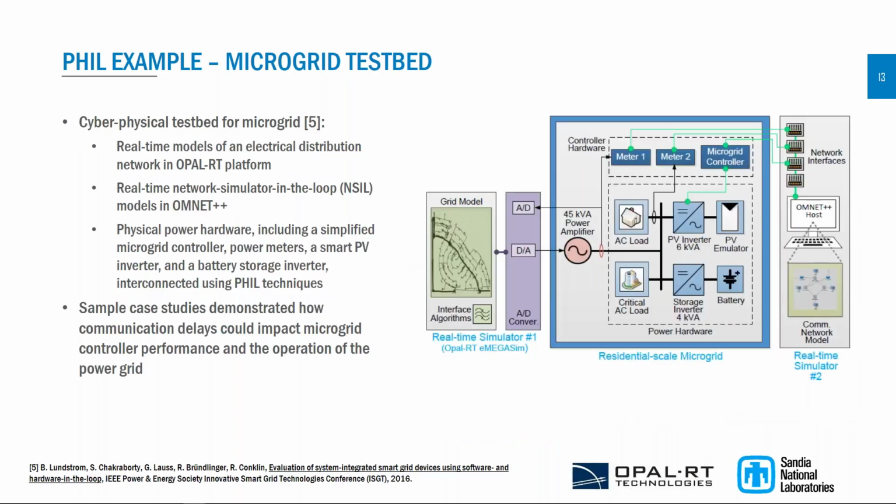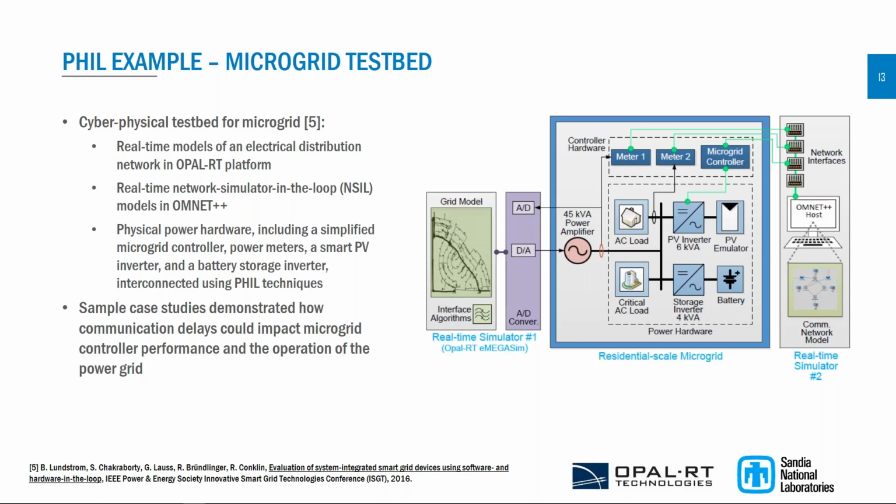The last example I have is a microgrid testbed, which is a cyber-physical testbed, including a grid model, which is a real-time model of the electrical system in the OPAL-RT platform. Also, we have a real-time network simulator model in a platform called OMNeT++. And the physical hardware in this case included a simplified microgrid controller, power meters, a smart PV inverter, and a battery storage inverter interconnected using these PHIL techniques.